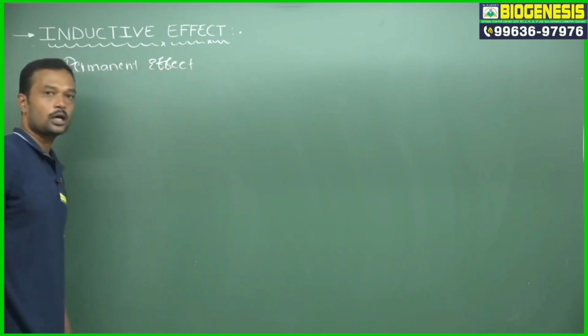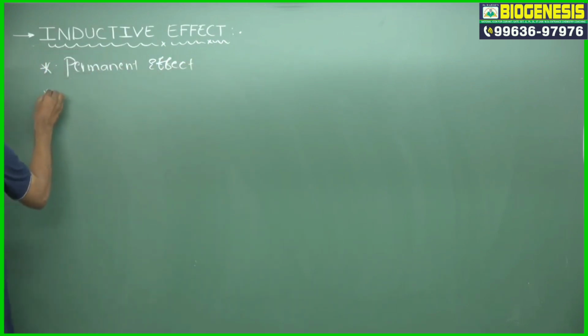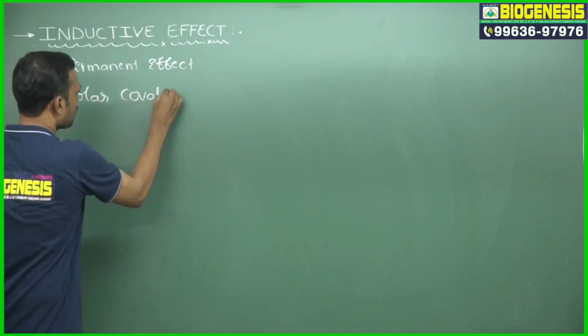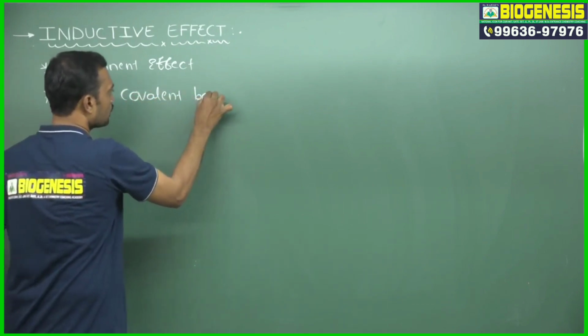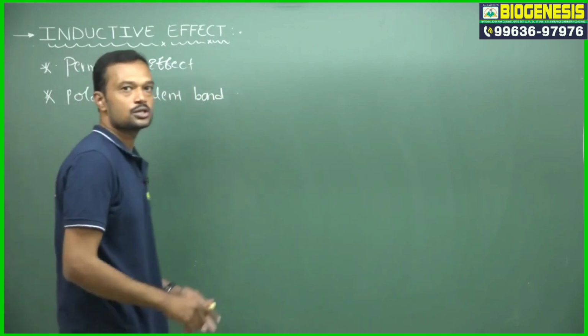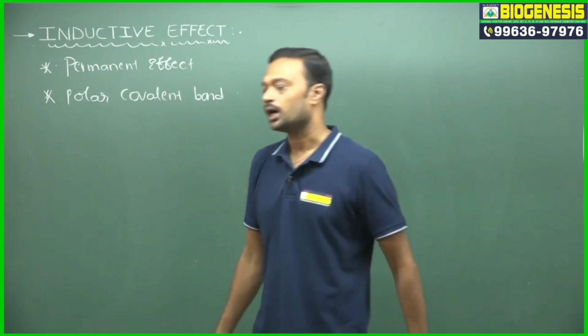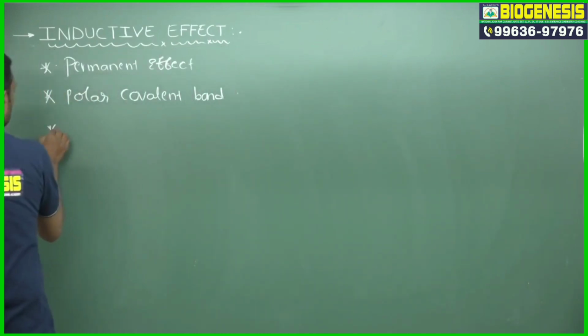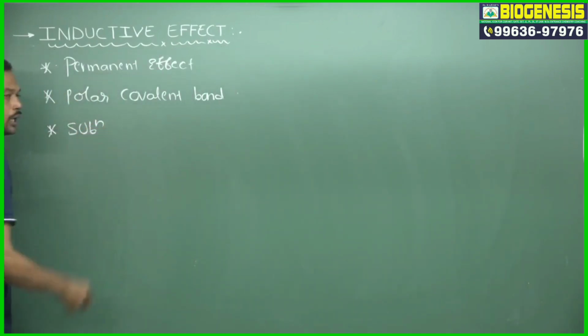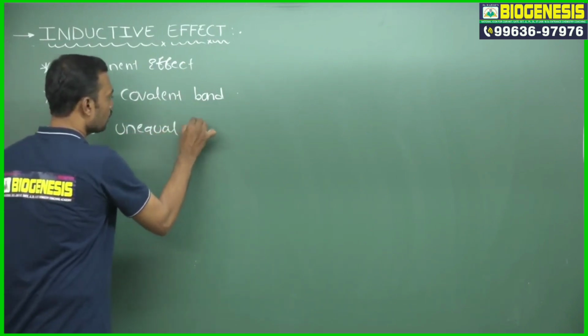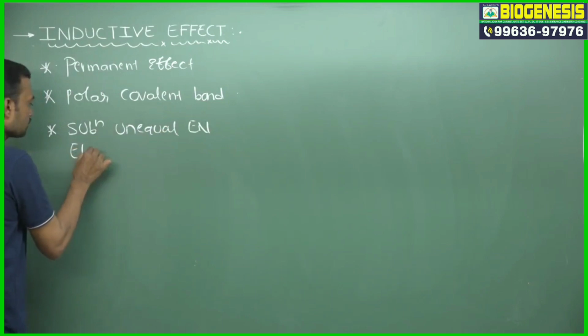Inductive effect is a permanent effect. It is applicable especially for a polar covalent bond. So I am taking a polar covalent bond. In that polar covalent bond only, this inductive effect is operated. Actually, this effect is due to unequal electronegative element substitution. So here we are substituting unequal electronegative elements.